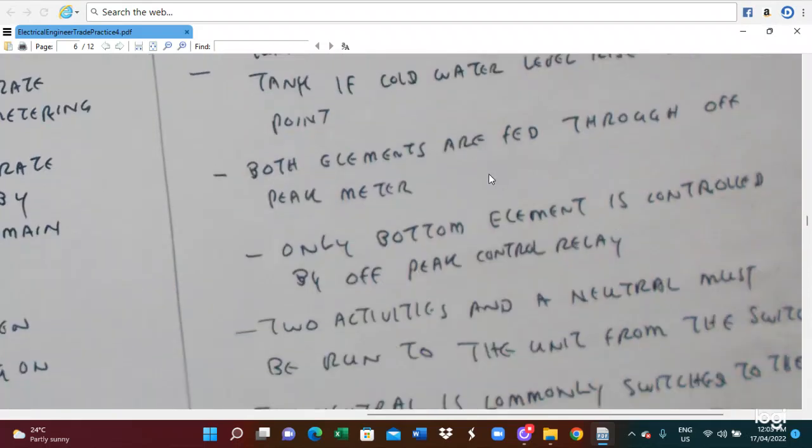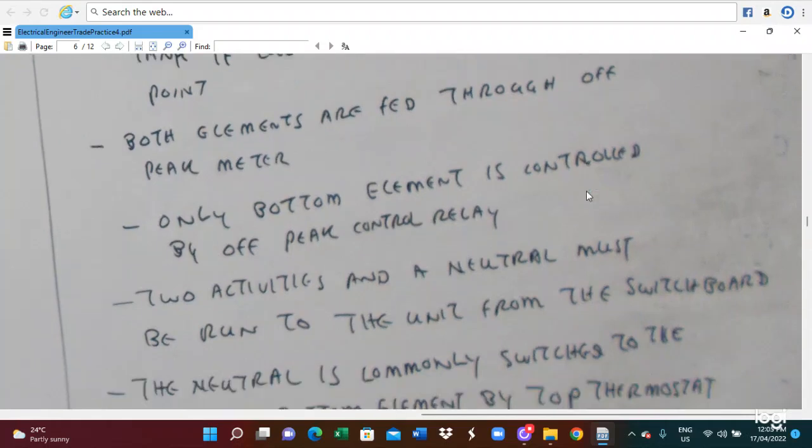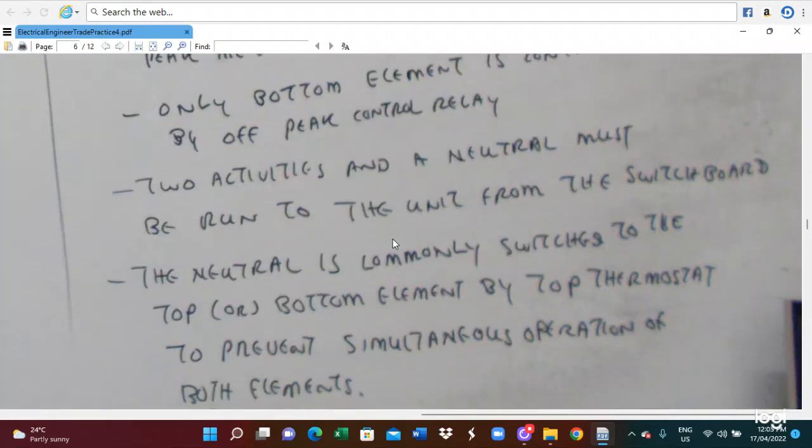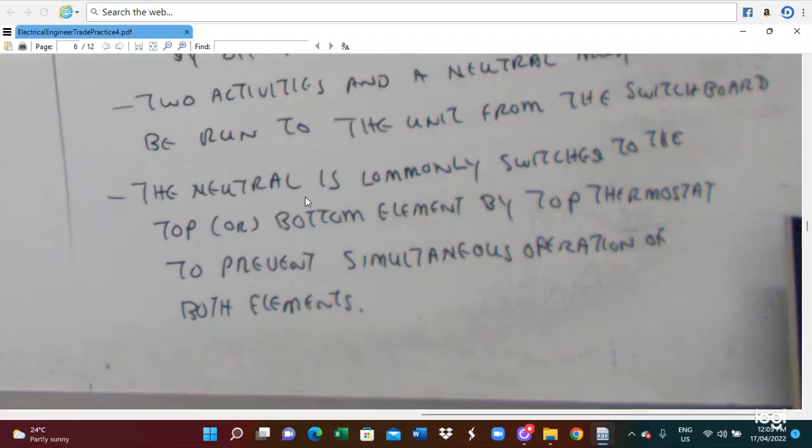Boost elements are fed through the off-peak meter. Only the bottom element is controlled off-peak. Two actives and the neutrals must be run to the unit from the switchboard. So the neutral is commonly switched to the top and bottom element by the top thermostat to prevent simultaneous operation of both elements.